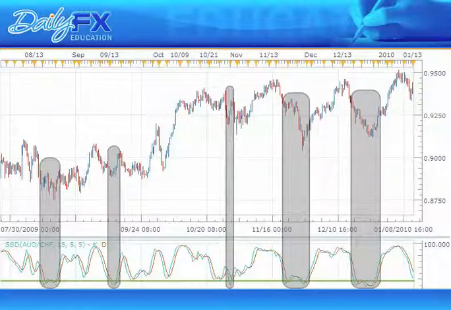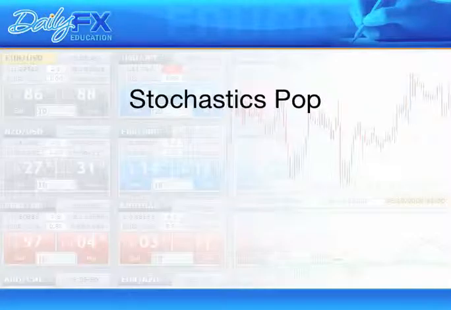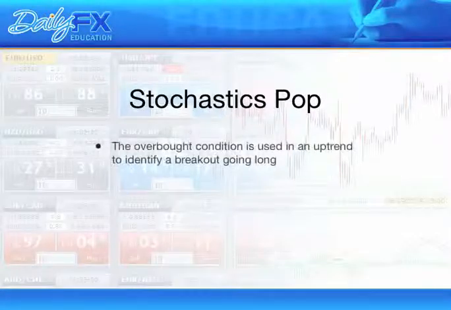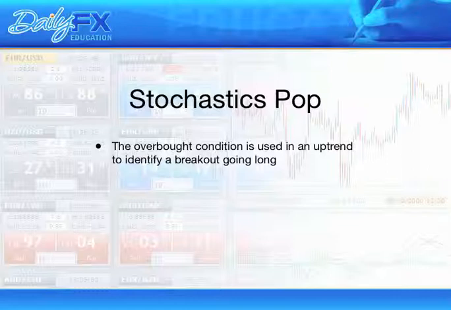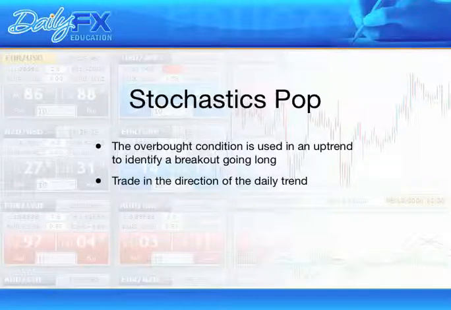However, if we can find trades using stochastics in more than one strategy, then we increase the likelihood of finding solid trading opportunities. The stochastics pop is a technique where the overbought situation is used in an uptrend to identify a breakout going long. Keep in mind, we're building on the concept of trading in the direction of the daily trend. When the daily trend is up, we look for a breakout to the upside, when stochastics reaches overbought levels.